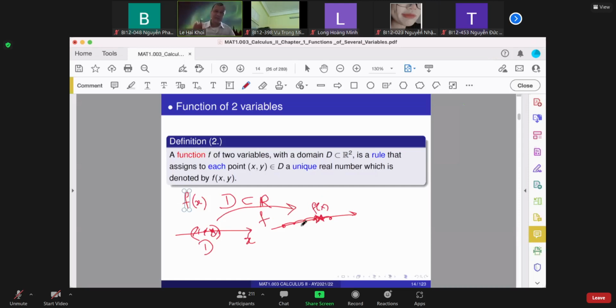Exactly, we do the same for a function of two variables. If we have a function of two variables, it means that first you should have a domain of this function, which means f can be evaluated at this point, or we write f(x, y), where (x, y) belongs to R2, right? And a function means you have in your hand a rule.